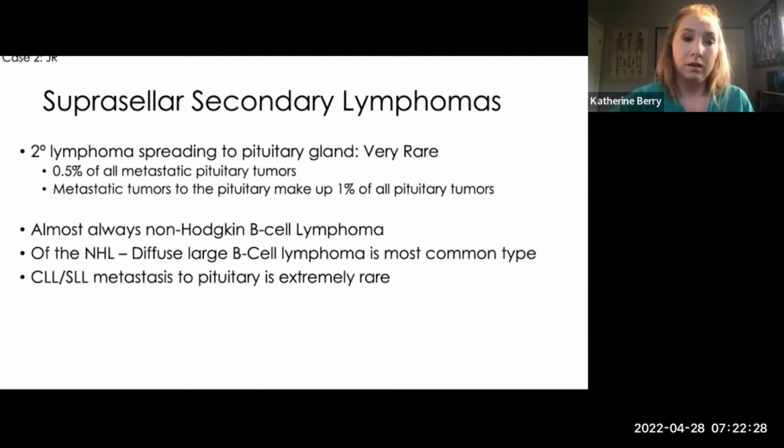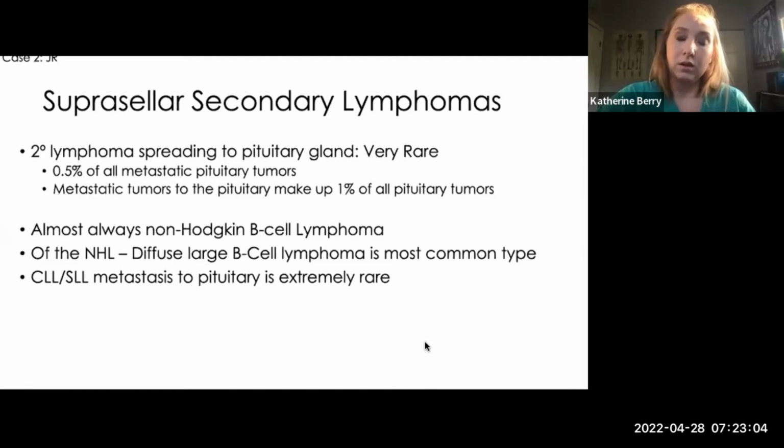And then just to discuss again, secondary lymphoma spreading to the pituitary gland is already very rare. It's 0.5% of all metastatic pituitary tumors. And of pituitary tumors, metastatic tumors only actually make up 1% of all of the pituitary tumors. So you're looking at 0.5 of 1%. And that's for secondary lymphoma, which is more common. It's almost always, like I said, non-Hodgkin B-cell.